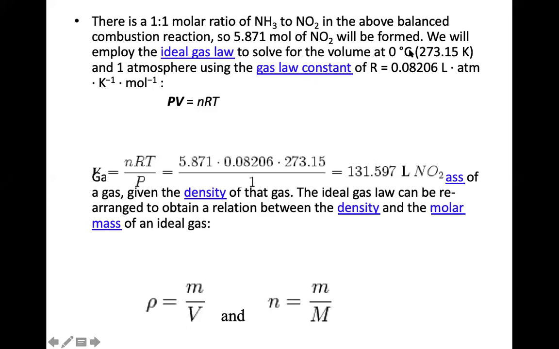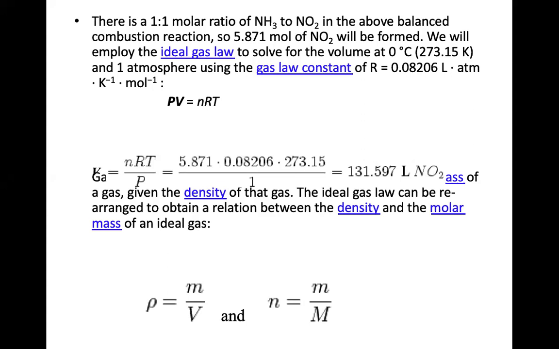We will employ the ideal gas law to solve for the volume at 0 degrees Celsius. 0 degrees Celsius means 273.15 Kelvin, and 1 atmosphere, using the gas law constant. This is the formula, PV equals nRT. So you can estimate the volume of gas, how much volume of nitrous oxide is produced, from this equation.